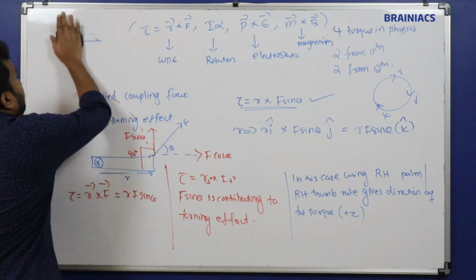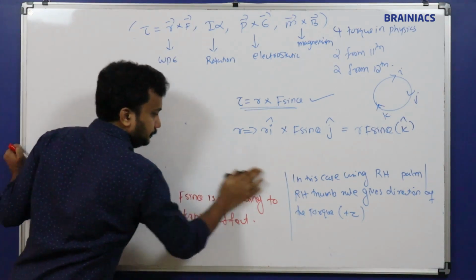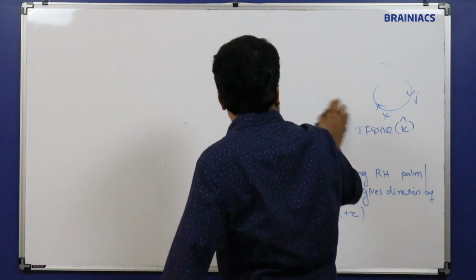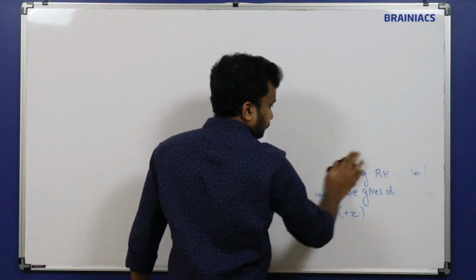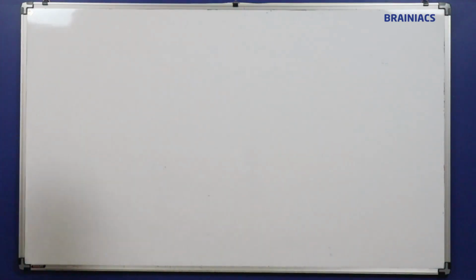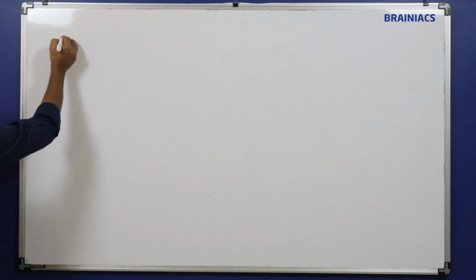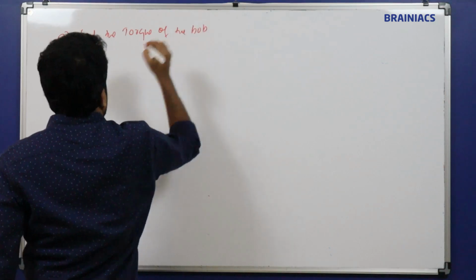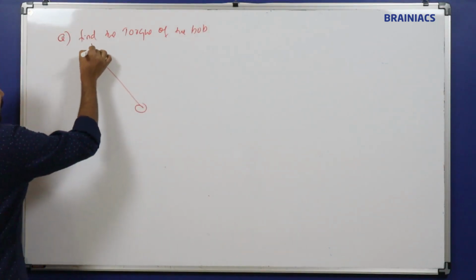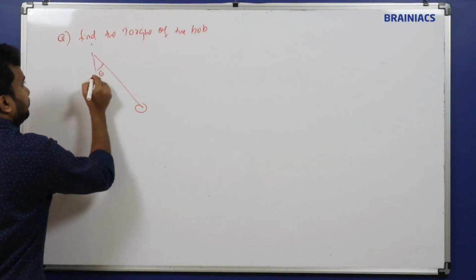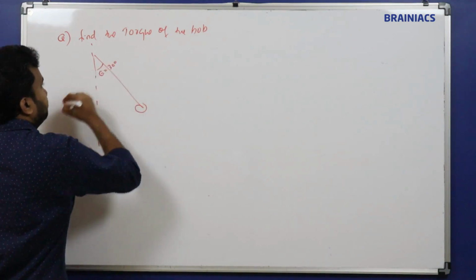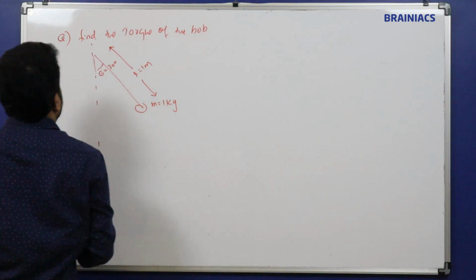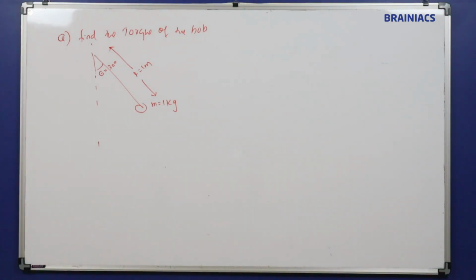Fine. So let's do some numericals based on what we have learned so far. Find the torque of the bob. You have a bob located over here, and the string makes an angle of 30 degrees, and the length of the string is 1 meter. The bob has a mass of 1 kilogram. Only these factors are given to us, and we have to solve this one.